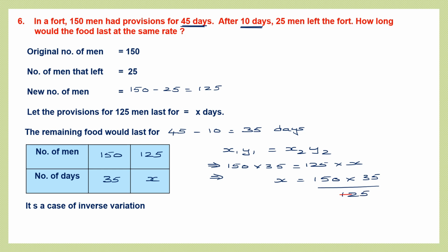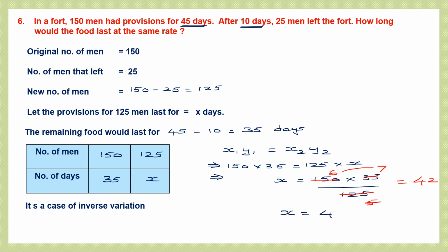Now let's cancel what we can. So here we have 5 into 25 is 125, and we can also cancel this with 25. Let's do it with 25. So 25 fives are 125, 25 sixes are 150. Now we can cancel 35 and 5. So that is 5 sevens are 35. Now let's multiply these two. 6 sevens are 42. That means we have found the value of x.